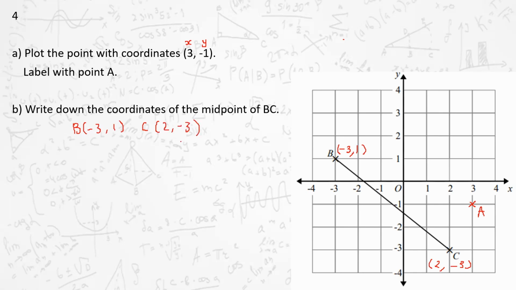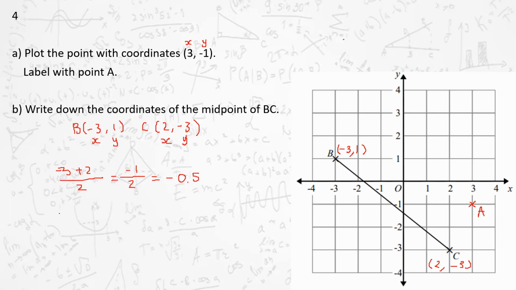So to find the midpoint of my x's, so that's my x, those my y, label them to make it easier. So minus 3 and 2. Minus 3 plus 2 equals minus 1 divided by 2. So now I have minus half.